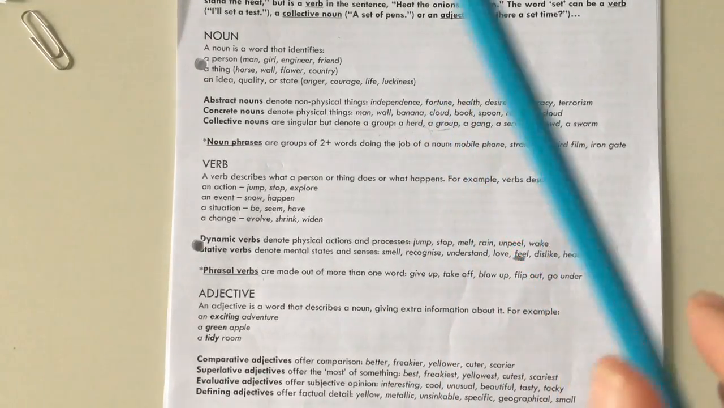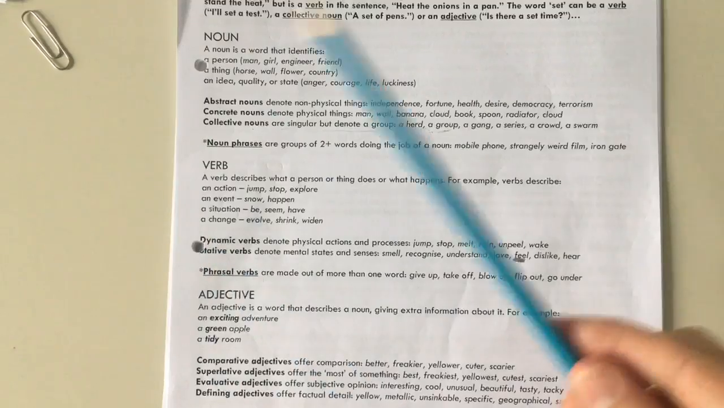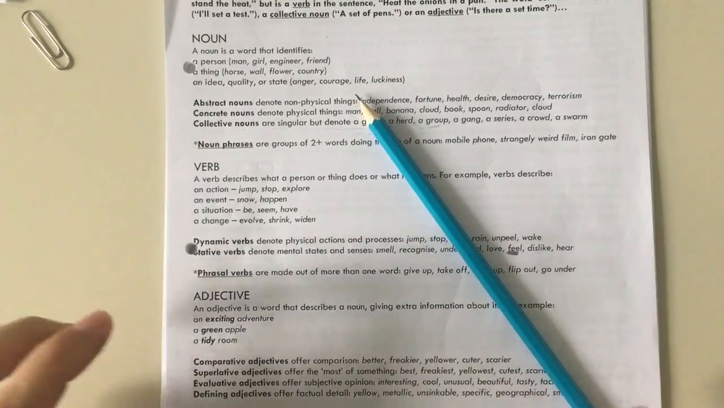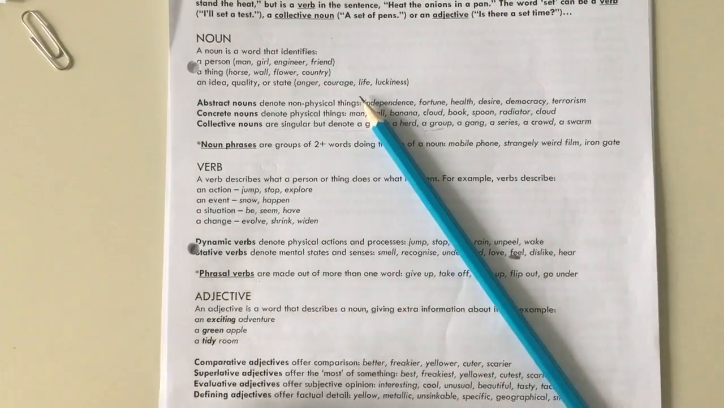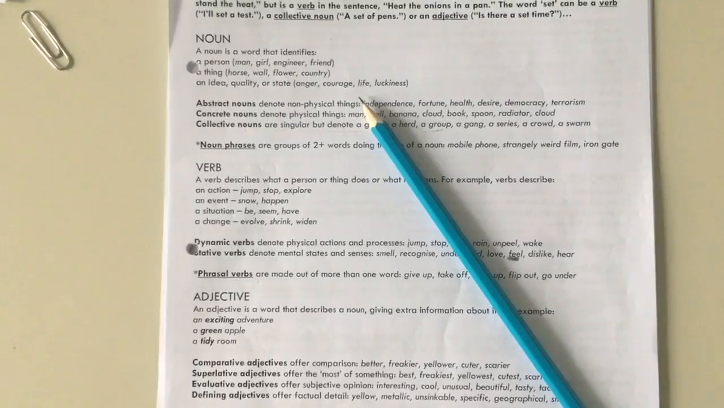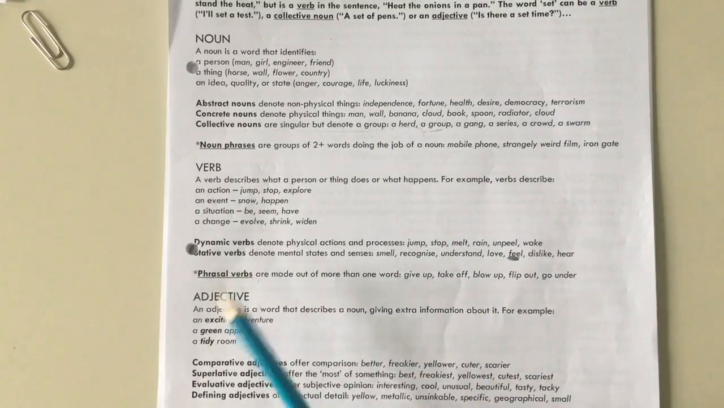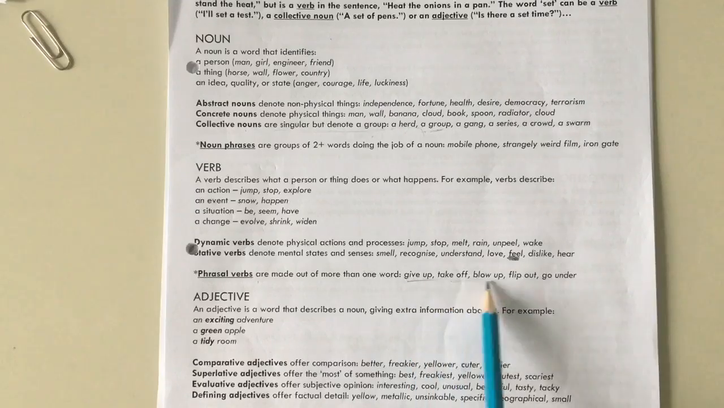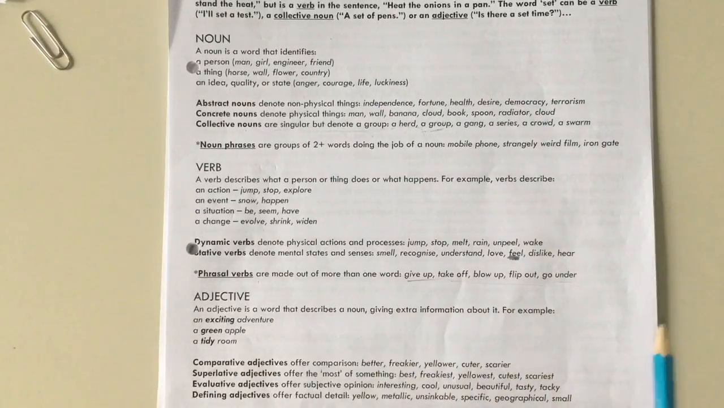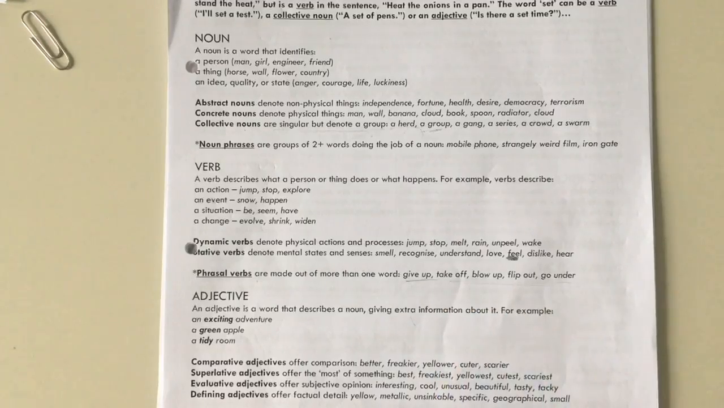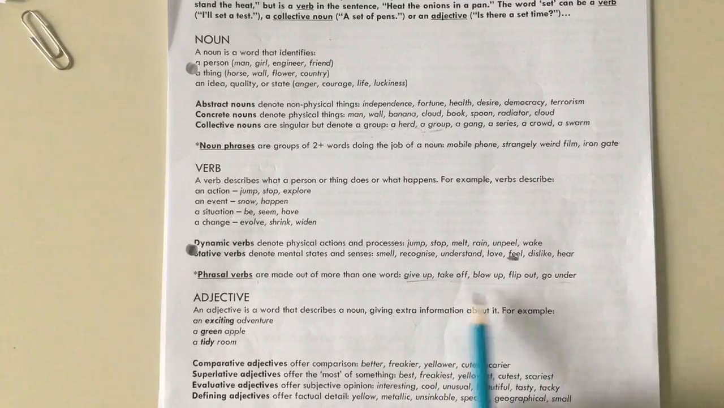So essentially, if I'm dropping the pencil, that's dynamic. It's happening in time and space. But if I feel sad that the pencil's dropped, or I believe the pencil has dropped, those are stative. Okay? And then, of course, you can have phrasal verbs or verb phrases where you have more than one word doing the job of a verb. So, sort of I blew up, or I took off. So a phrase is doing the job of it, but it's still essentially doing the same job as a verb.